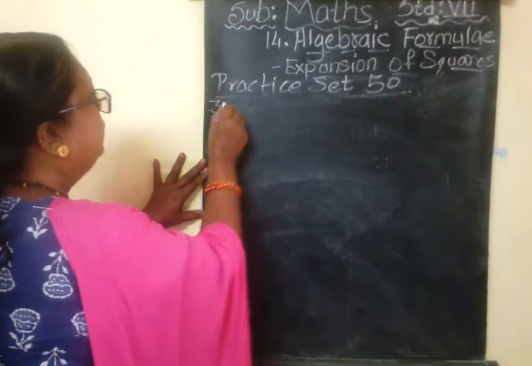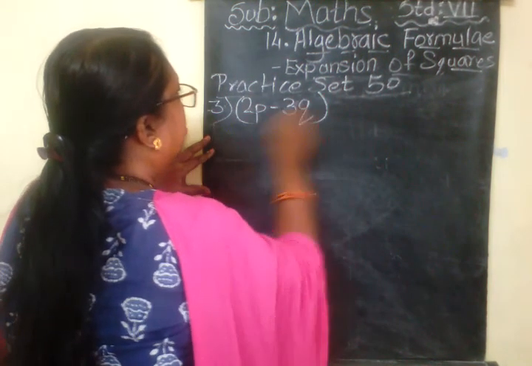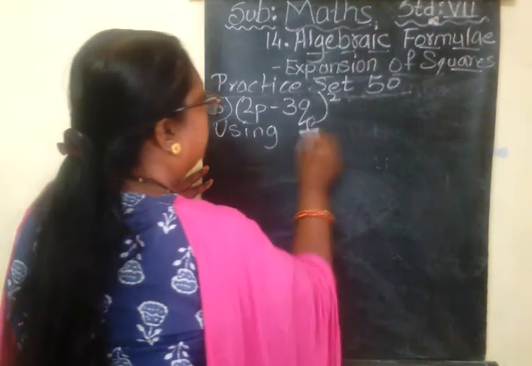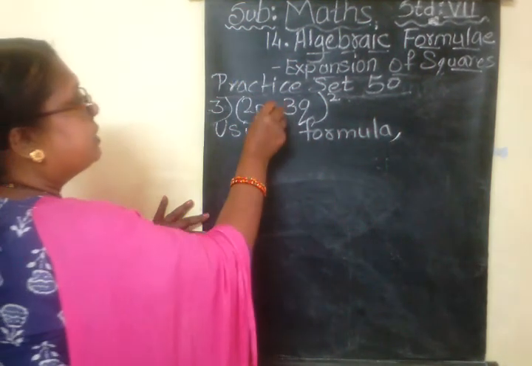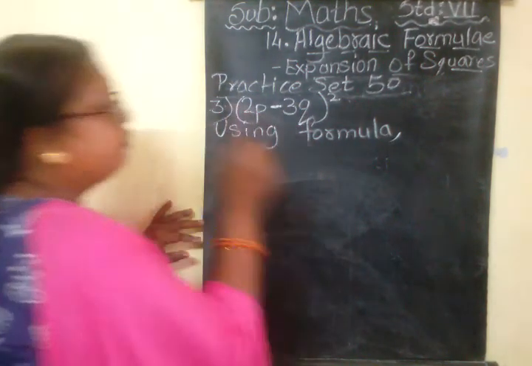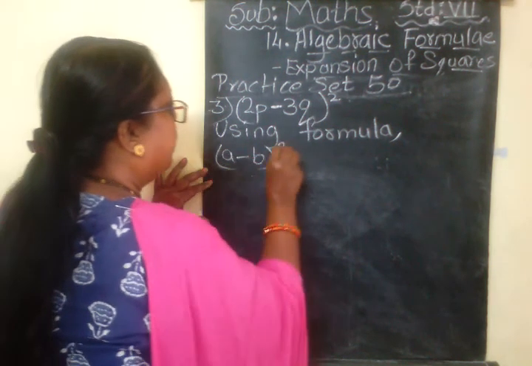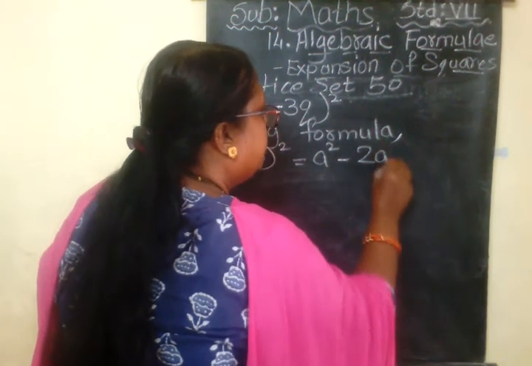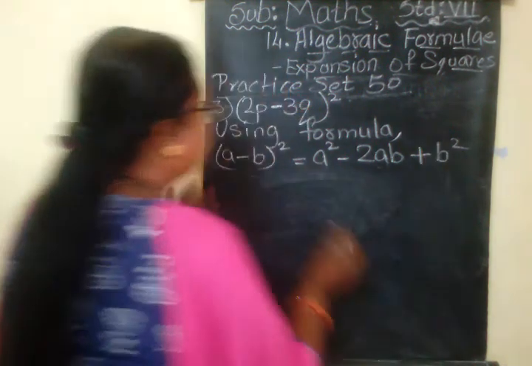Sum number 3. The question is 2p minus 3q the whole square. Now here, using the formula. Which formula is useful here, children? The minus sign is there here in between, right? So the formula of minus, that is a minus b the whole square is equal to a square minus twice ab plus b square. The last term is positive.